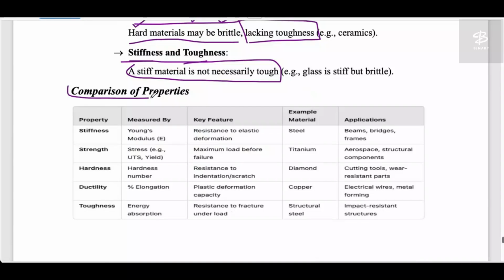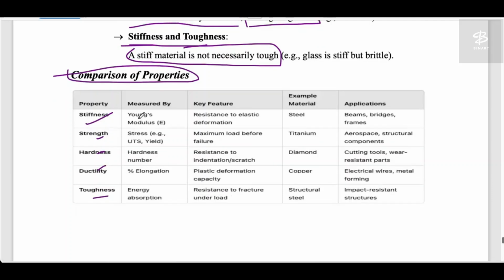This here is a comparison of the properties. Whatever the things that we have discussed have all been summarized here. Okay, the strength, stiffness, hardness, ductility, and toughness. This is a method or value by which they are measured. What are the things that basically define these properties?